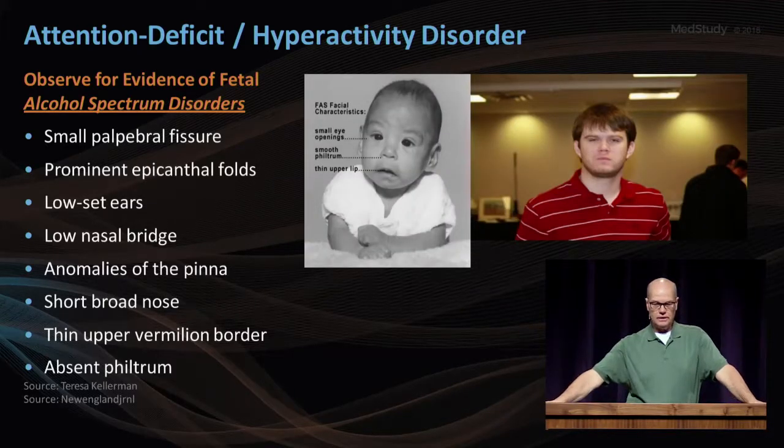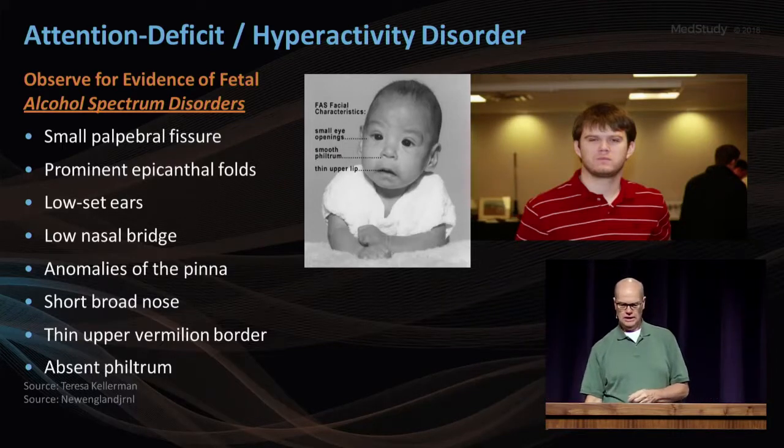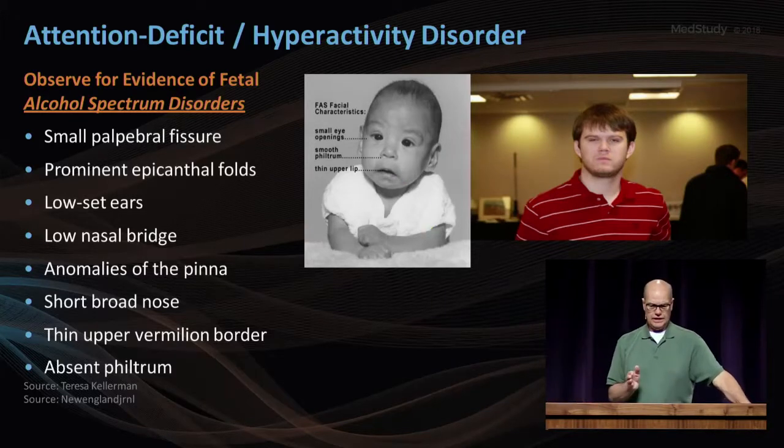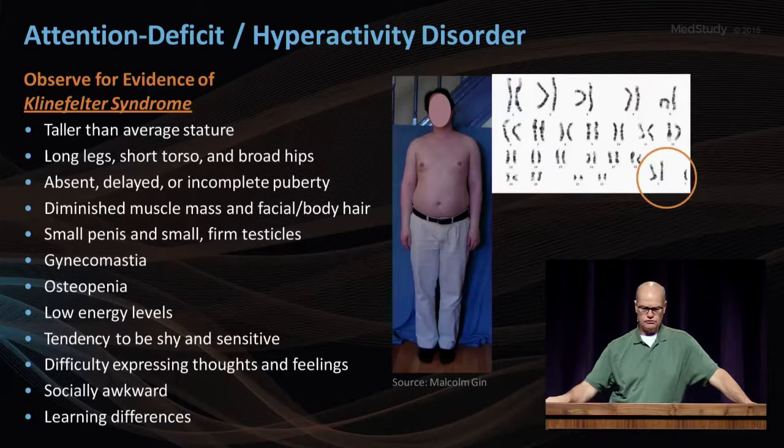Also be on the lookout for alcohol spectrum disorders as being a lookalike for ADHD. Oftentimes the features are similar to Fragile X in terms of the coarse features, but ears are low set, and one of the most characteristic findings is absence or underdevelopment of the philtrum. And these individuals may, at least in part, have their ADD-like behavior due to a disorder associated with maternal fetal alcohol abuse. And then finally, Klinefelter syndrome.